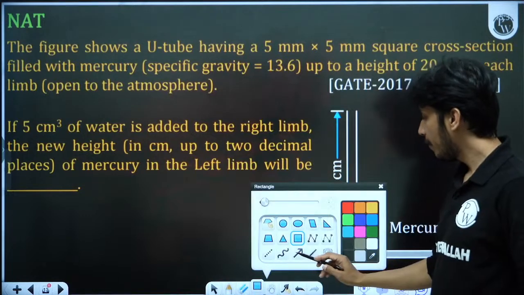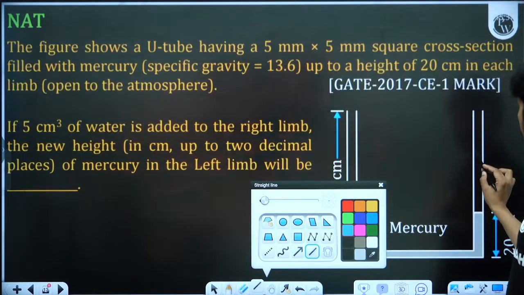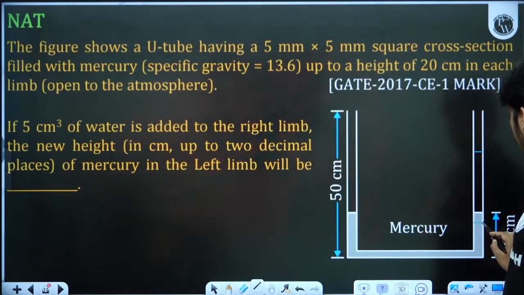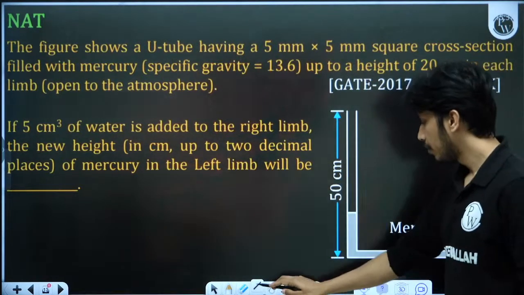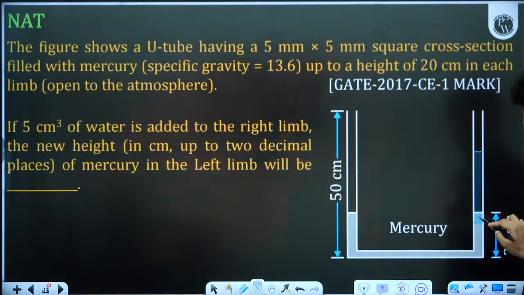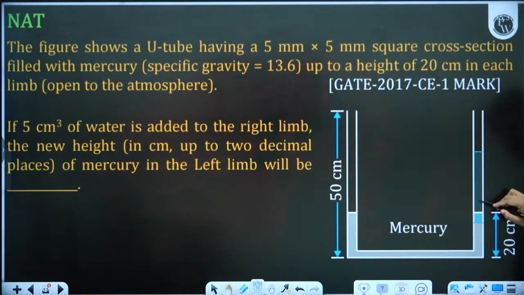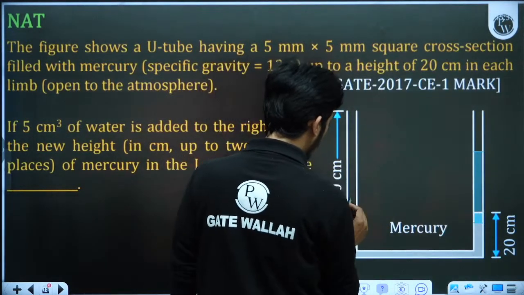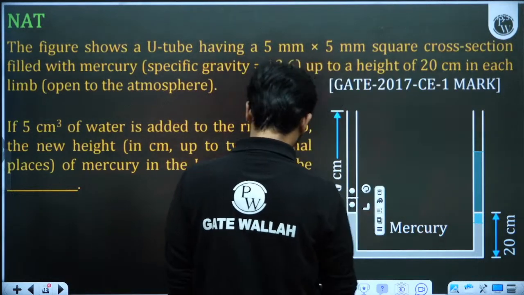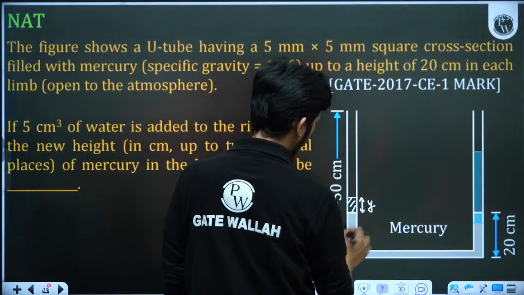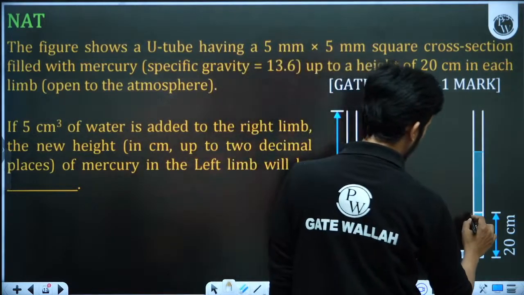So here we are adding 5 centimeter cube of water. Suppose this is the H amount of water we have filled. What will happen? This water will try to push mercury down. So this much amount of mercury will go down, and here the mercury will go up also. Whatever the amount down here, the same amount it will go up. Let us consider this as Y, and this is also Y.